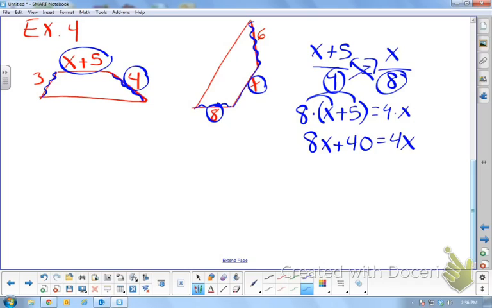Now we use our opposite operations to solve. So first we do the opposite of our x's, and we want to get our x's to the same side. So I minus 8x from both sides. And then I would do my opposite of negative 4 times x. So I would divide both sides by negative 4.